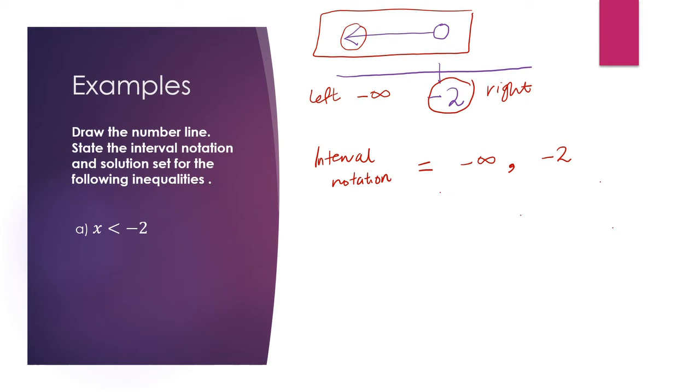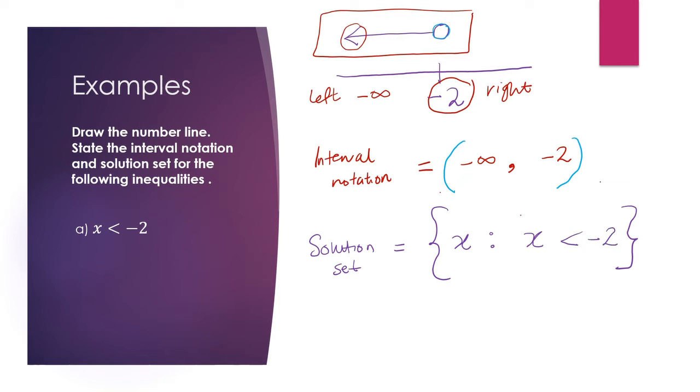And the last step for interval notation, I need a bracket. So -infinity is not a number, so this means that the bracket will always be open. And as for -2, this is an open point, so the bracket has to be open. Finally, for solution set, this is equals to curly bracket. And now I'm going to check what variable they are using. The variable here is x, so x double dot, and I'll copy the inequality, which is x less than -2.